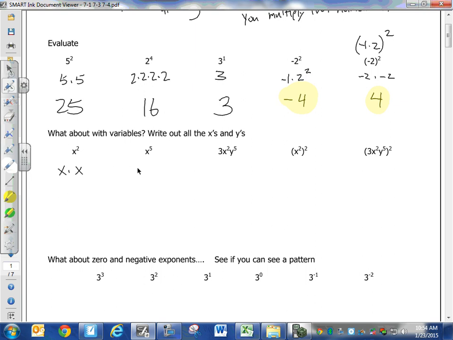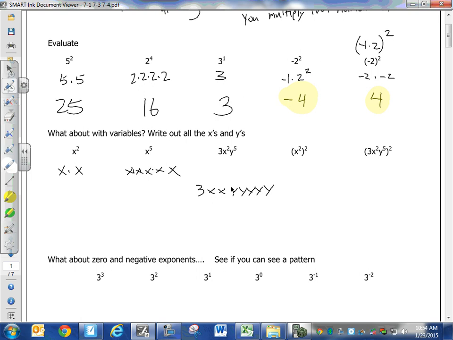If I have x to the 5th, x multiplied by itself 5 times. No big deal. If I have 3 times x squared times y to the 5th, well, 3, x, x, y, y, y, y, y. No big deal, right?